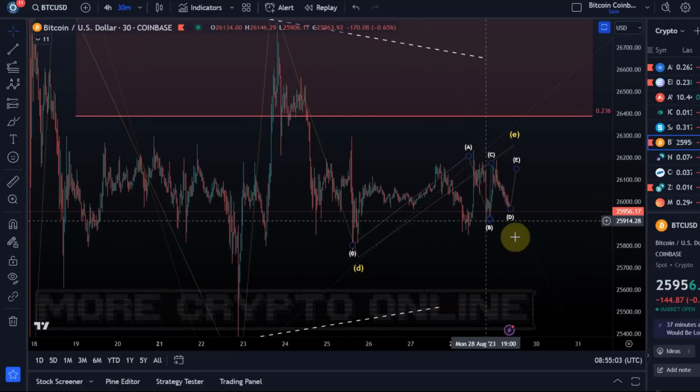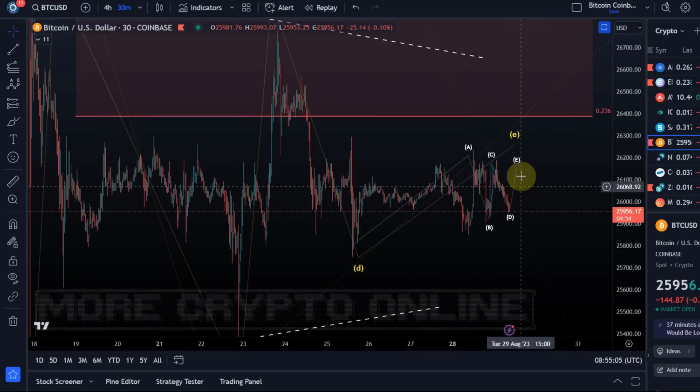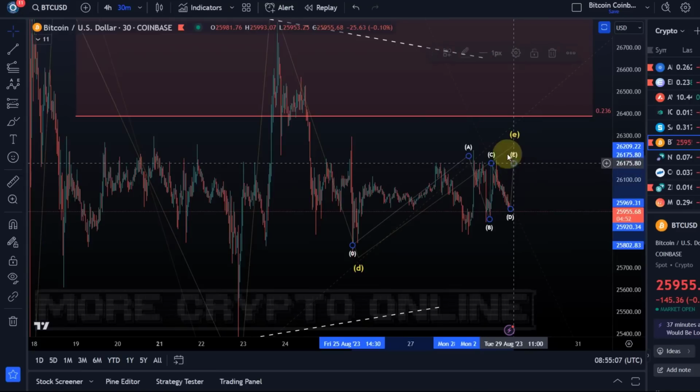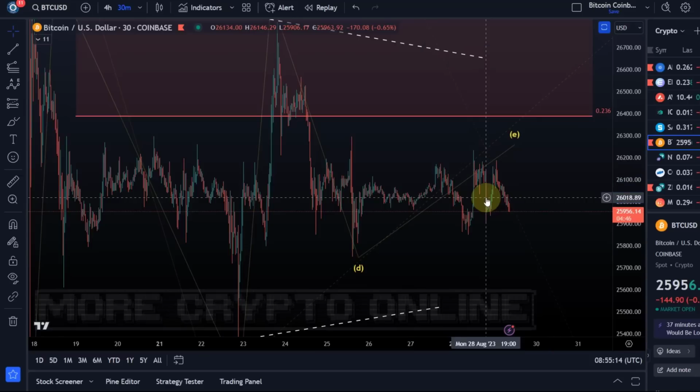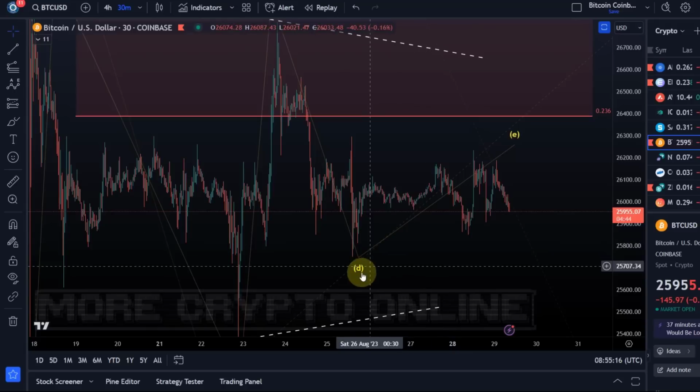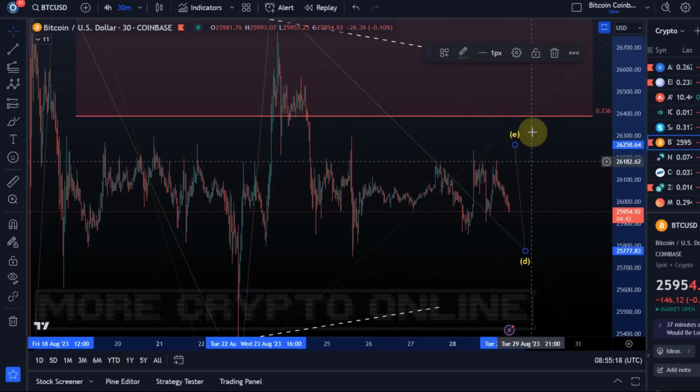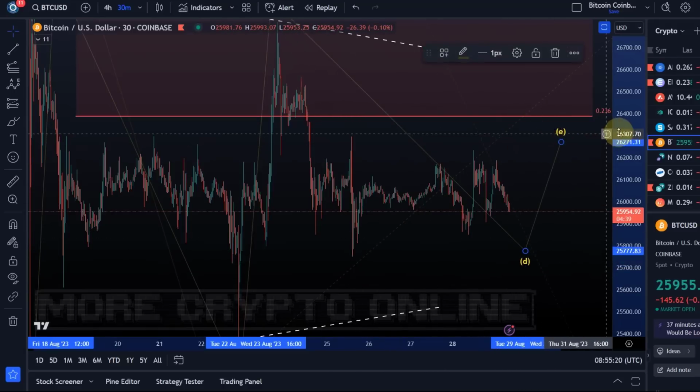This is just one idea I'm tracking. So this could certainly be the case with the E wave being the triangle. We're only looking at microstructures here at the moment because not much happened. Another wave count I'm tracking is this one. Basically that the D wave isn't even finished.